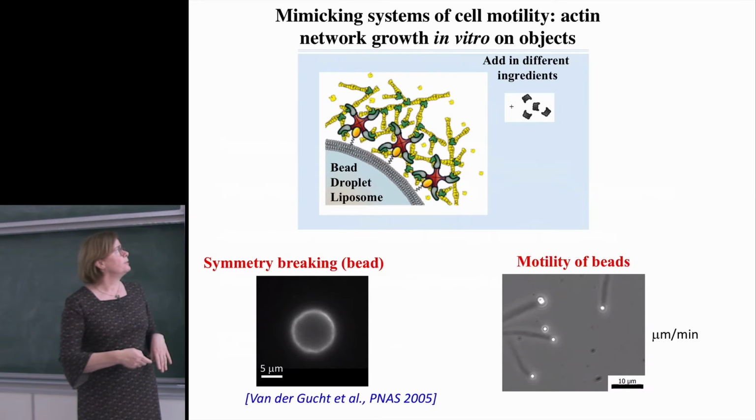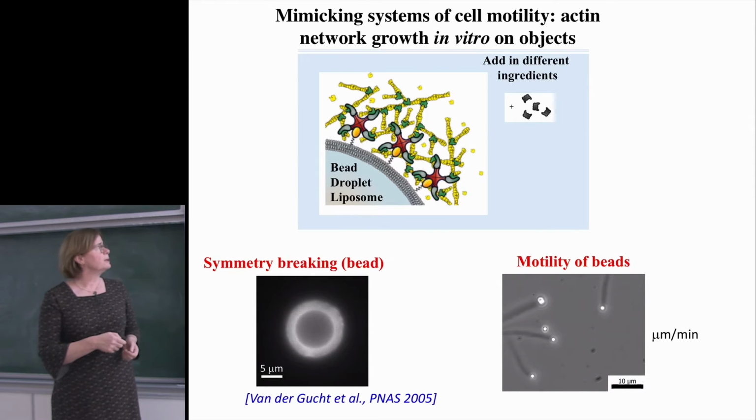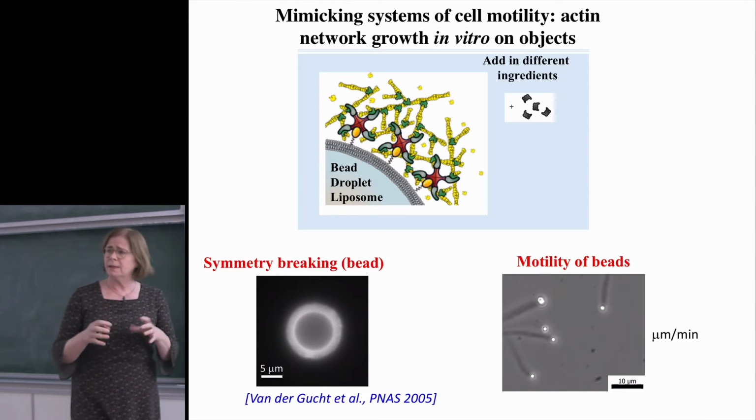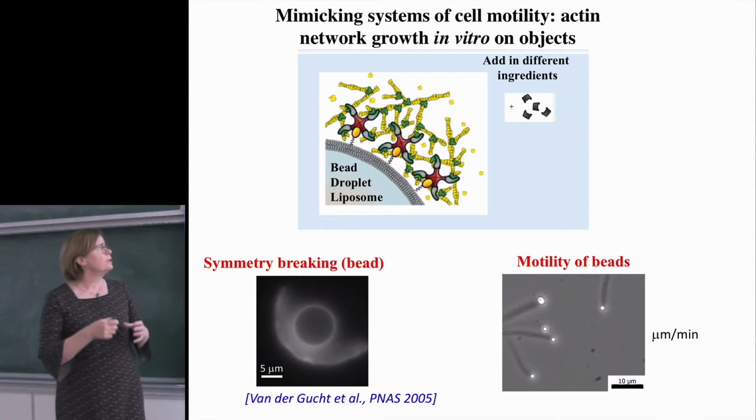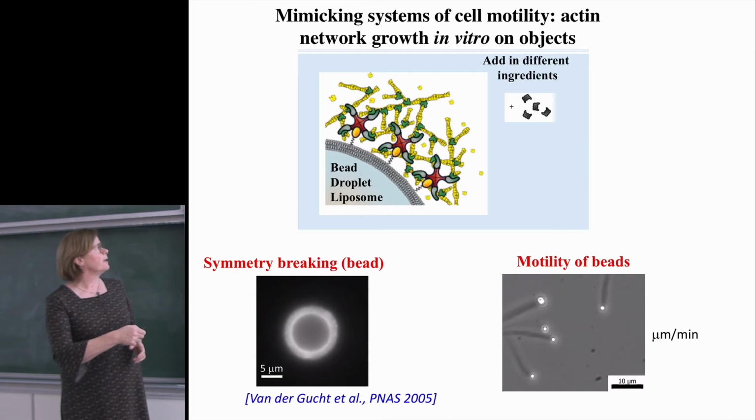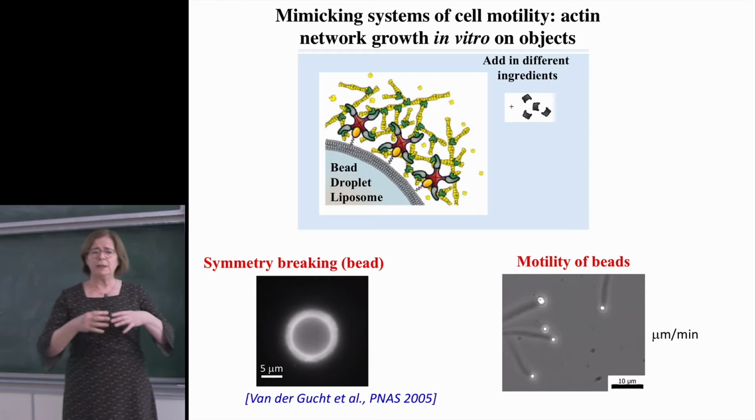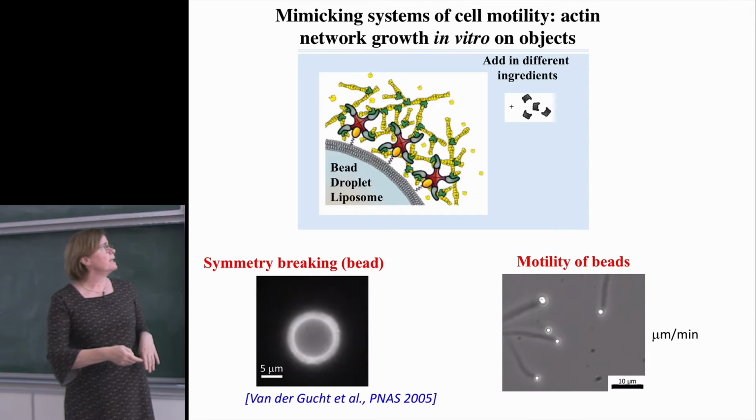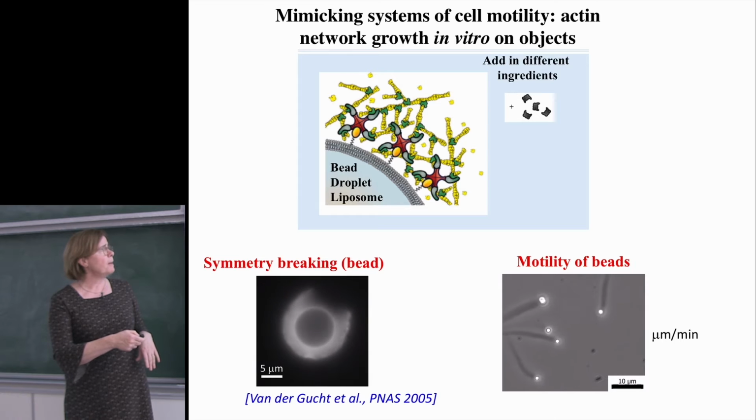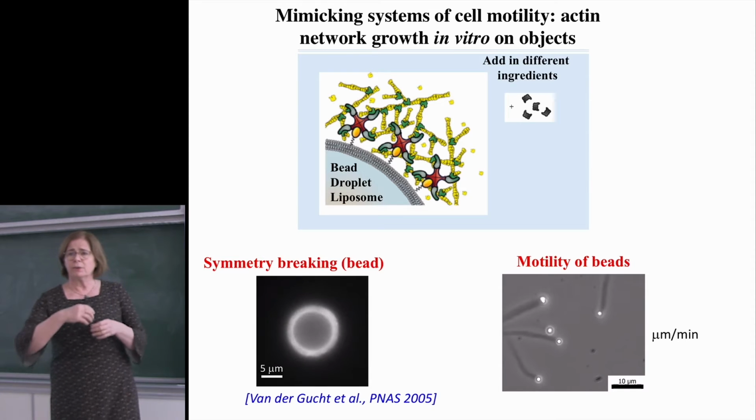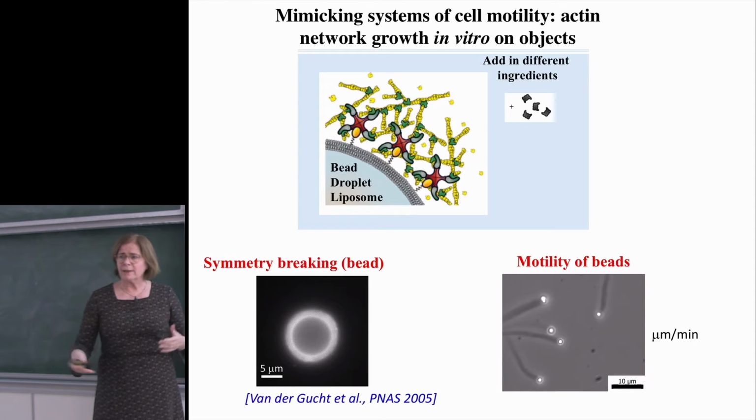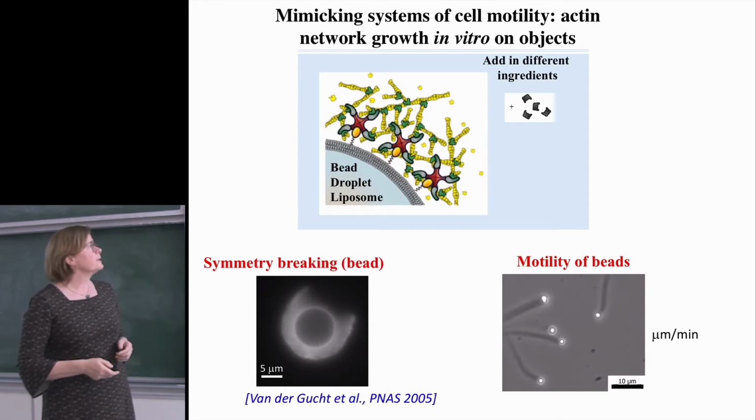And here I show you two movies. One that we call symmetry breaking. So if I put this system around a bead, a spherical bead, because the new material growth occurs at the surface of the bead, then after some time it will break open. I'll come to that in a minute. And the next step is that beads are motile. So motile is movement of a living organism. So beads move just by this actin polymerization at the surface.